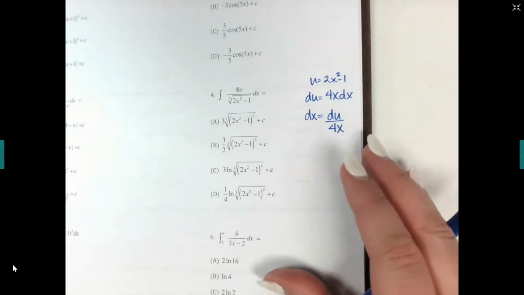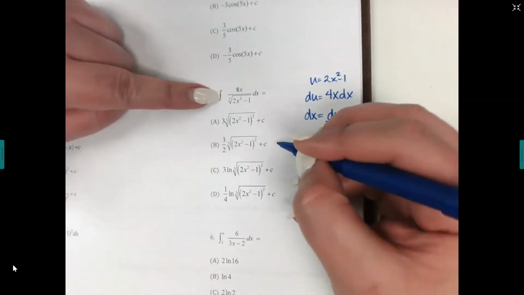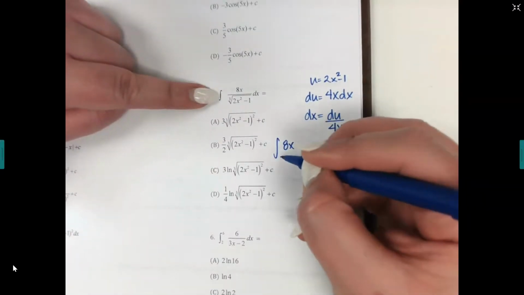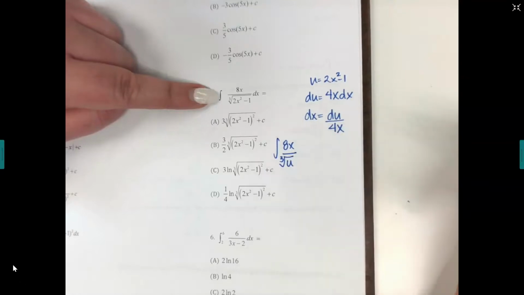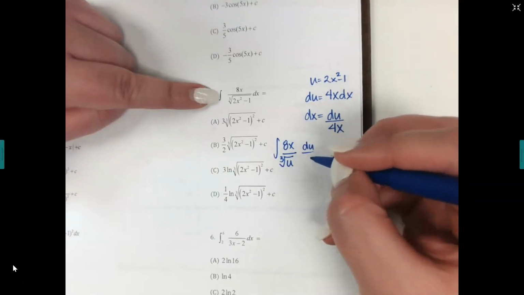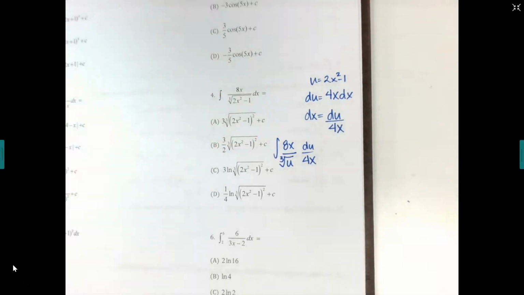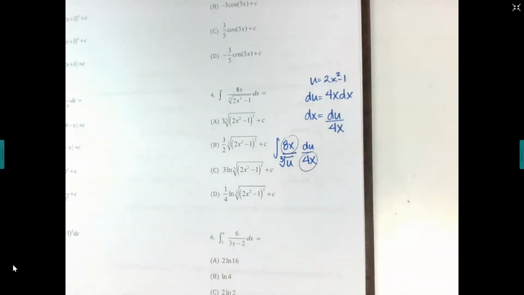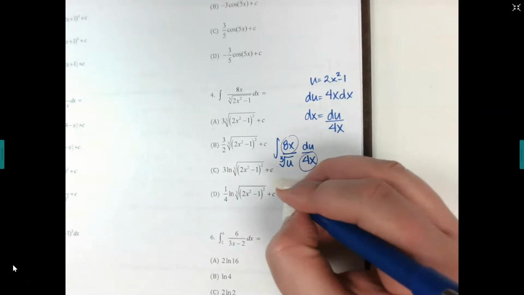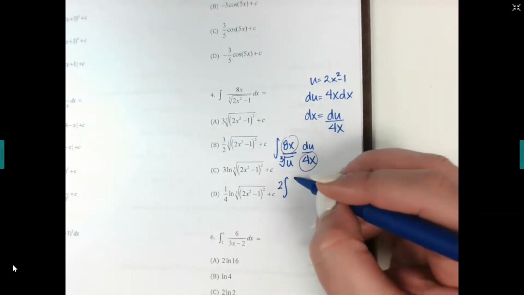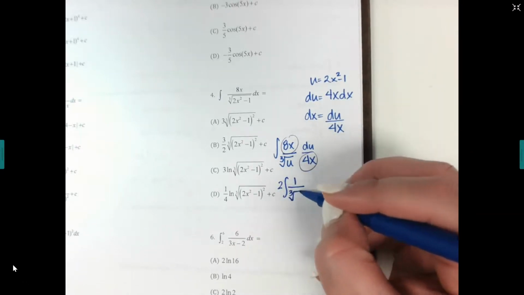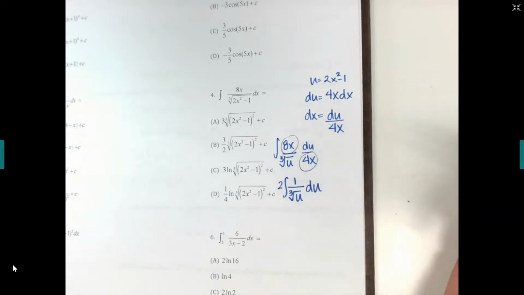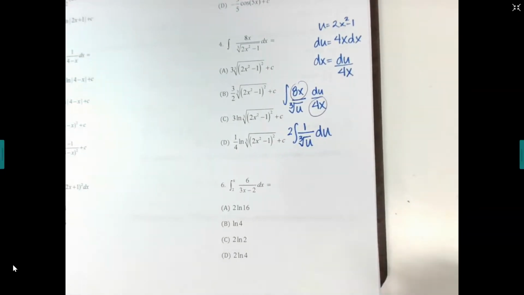Okay, let's rewrite our integral. So I have the integral of 8x on top, cubic root of u on bottom, and then my dx is a du over 4x. So far, so good? Okay, what is 8x divided by 4x? 2 in the front. What about the x's? Cancel out. So I have 2 times the integral of 1 over cubic root u. We can't leave it like that. We need to turn it into a power. What is the cubic root of u in the denominator as a power?